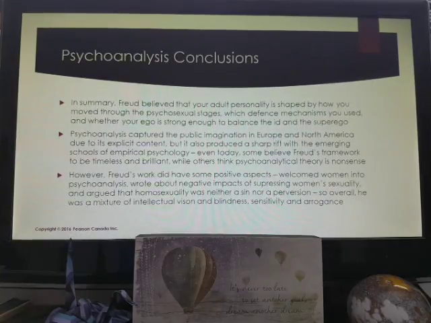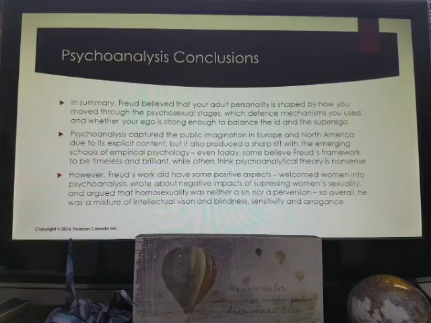So, some conclusions with respect to psychoanalysis, Freud's specific psychodynamic theory of personality. In summary, he believed that your adult personality is shaped by how you move through the psychosexual stages, which defense mechanisms you used, and whether your ego is strong enough to balance the id and the superego. So he took all three things we just talked about, those major systems, the defense mechanisms, and the psychosexual stages, and used these to determine how your adult personality is formed.